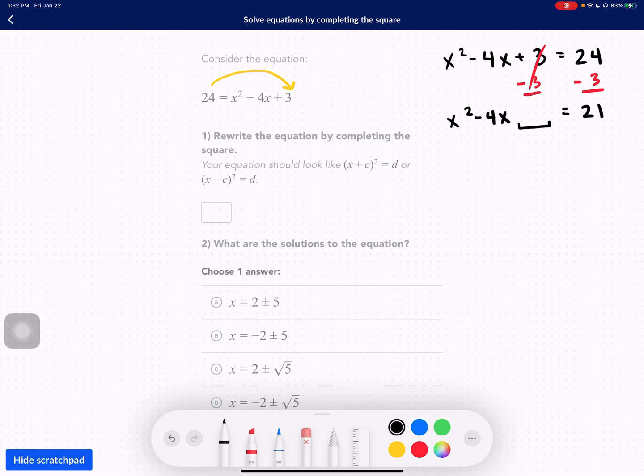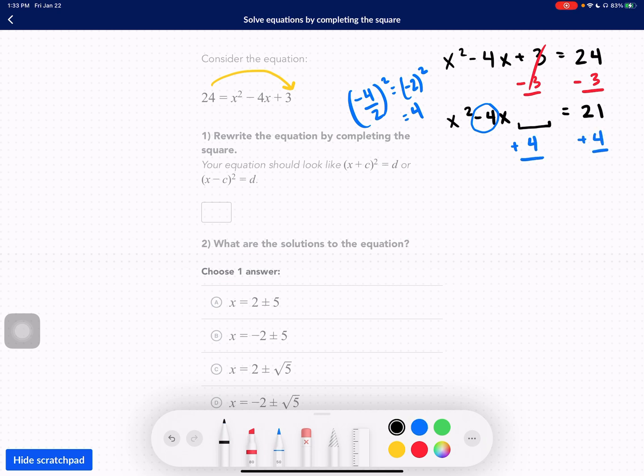So now we're going to complete the square. That means that we're adding b over 2 squared to both sides. Our b is negative 4, so we're going to divide that by 2 and square it. I kind of like doing that off to the side. So negative 4 over 2 squared is negative 2 squared, which is positive 4. So really we're just adding a positive 4 to both sides here.